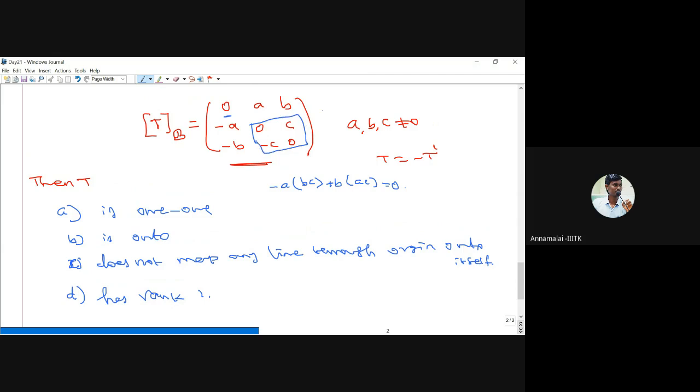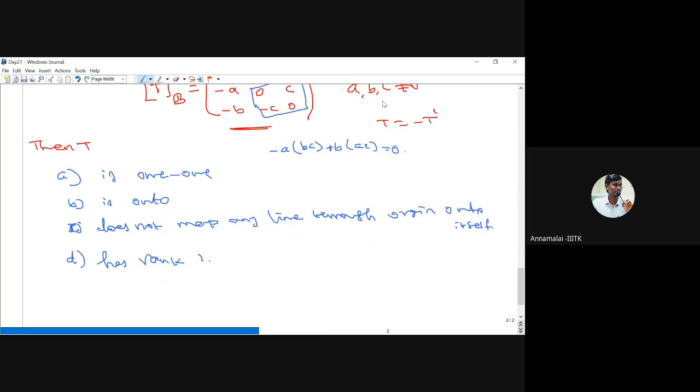What is the determinant of this 2 by 2 matrix? C square. But we know that C is a non-zero number, therefore C square is non-zero. Got it? So we have at least one 2 by 2 submatrix whose determinant is non-zero. Therefore rank is 2, so rank cannot be 1. That is an important thing. Therefore, the last option is violated.